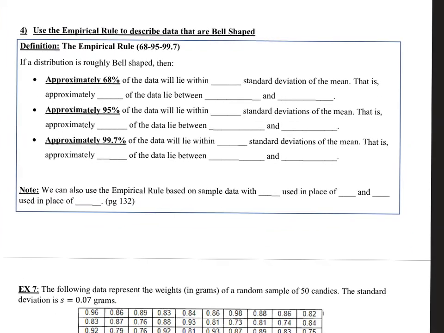Now let's take a look at the empirical rule, and we're going to use it to describe data that are bell-shaped. All right, remember bell-shaped is when you have data that looks something like that. The empirical rule is often also known as the 68, 95, 99.7 rule. What on earth does that mean? Well, these are 3 important values that we use when we're looking at the empirical rule. So if a distribution is roughly bell-shaped, then the following holds. Let me draw a better bell than that.